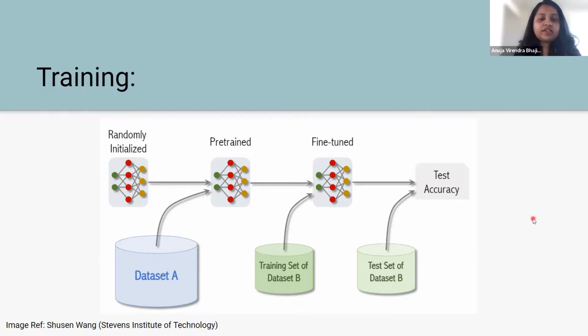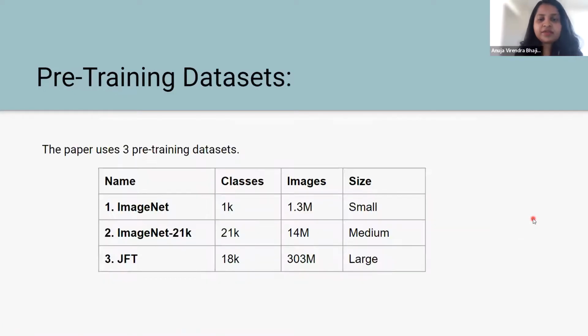So now let us see through some experiments and results how vision transformers have attained better results than CNNs. The paper uses three main training data sets for the experiments, as mentioned in the table. So we have the ImageNet dataset with 1.3 million images, ImageNet 21K with 14 million, and JFT with 300 million images.